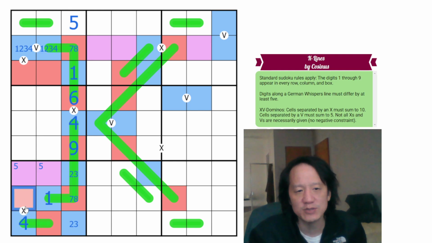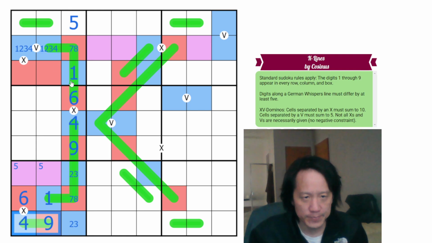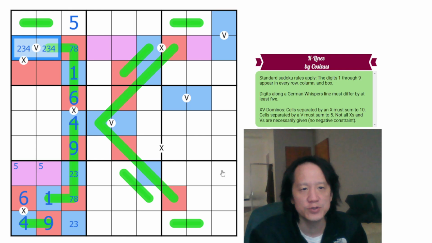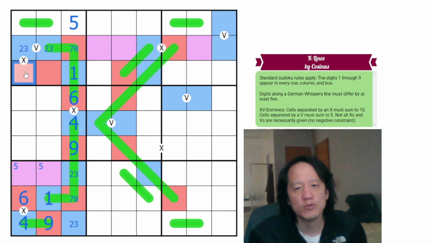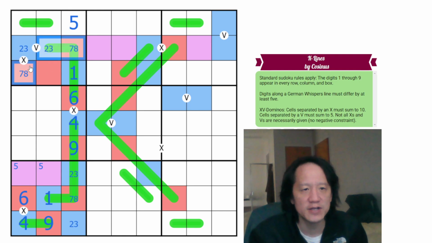Which means this has to be 6 to add up to 10. So this is 6, and therefore this is 9 to be next to 4 on a German whisper line. Now this 1 eliminates the possibility of this being a 1-4 pair to add up to 5, so that must be the 2-3 pair adding up to 5. So this is 2 and 3. The 2 and 3 must add up to 10 with 7 or 8. And we have a 7, 8, 7, 8 pair now in box 1.